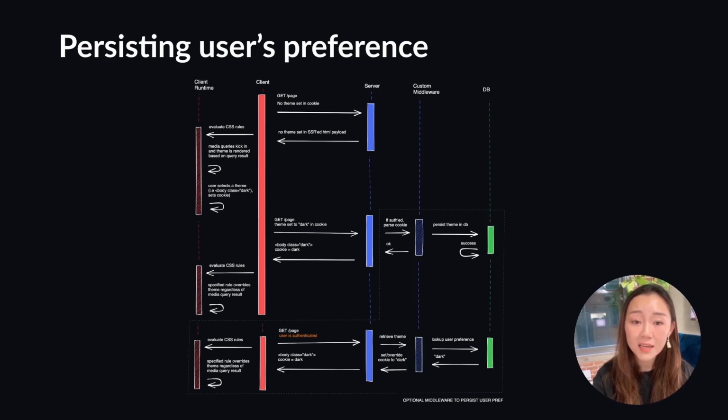Now, what if we wanted to persist the theme preference, let's say in a database for a logged in user? This could easily be done using a custom middleware that parses the value from the cookie and saves it to a database as part of the user's profile. At a later time, if the user makes a request and hasn't specified a theme in a cookie, we can look up their preference in the database and simply update the cookie on the server, as if it was sent by the client to create the same effect.